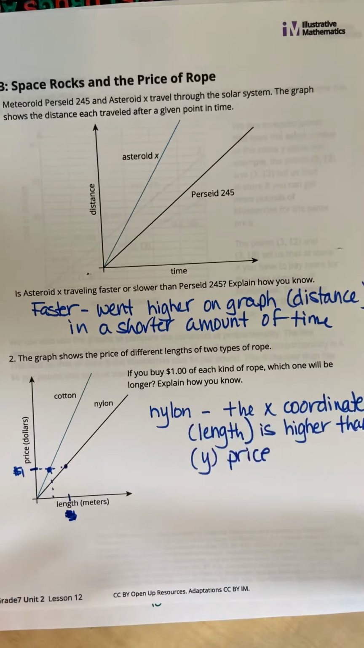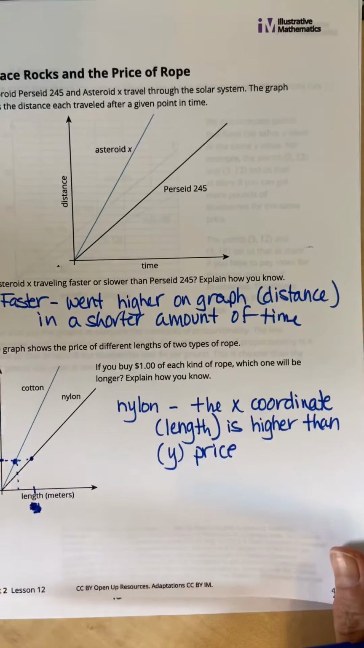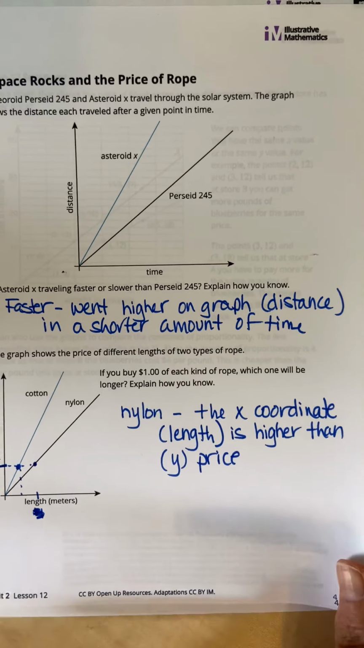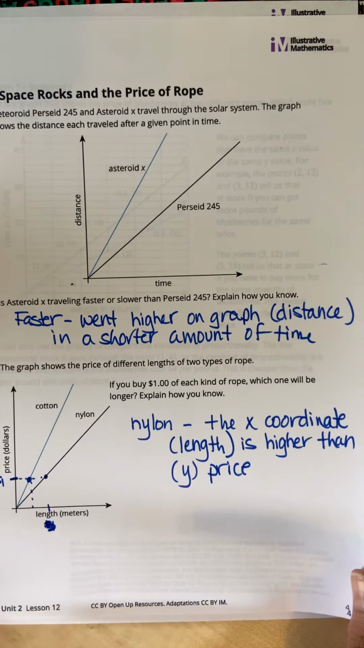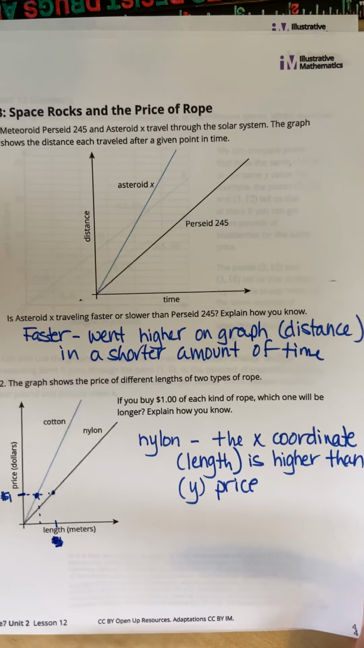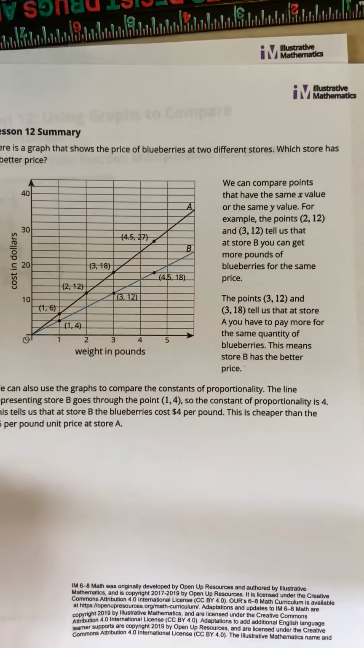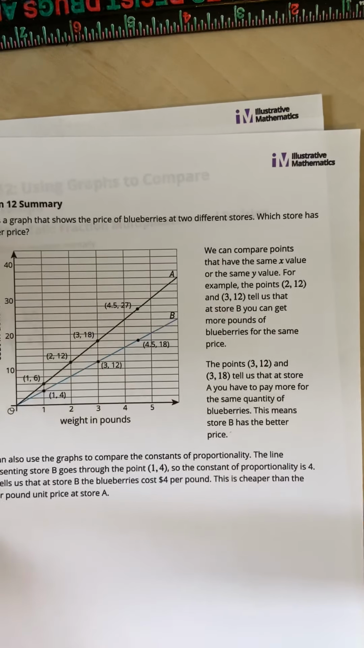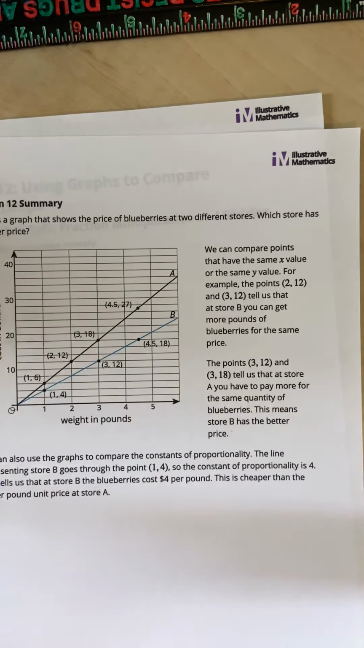Okay, all right. So it's just kind of taking a graph and really taking it apart and figuring out what it's telling you, what it's asking you, and what information you can get from it, okay? Alrighty, here's your lesson summary page. You have this in your book. It's kind of doing the same thing, it just gives you another example that you can go through, okay?